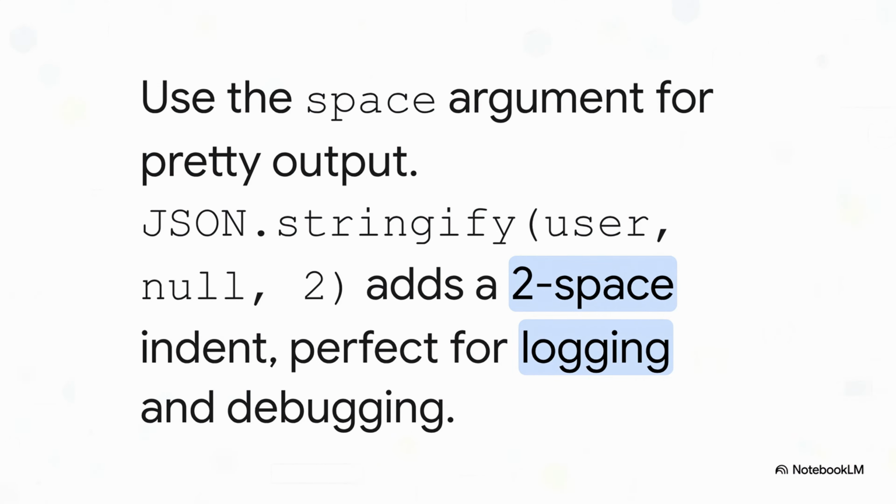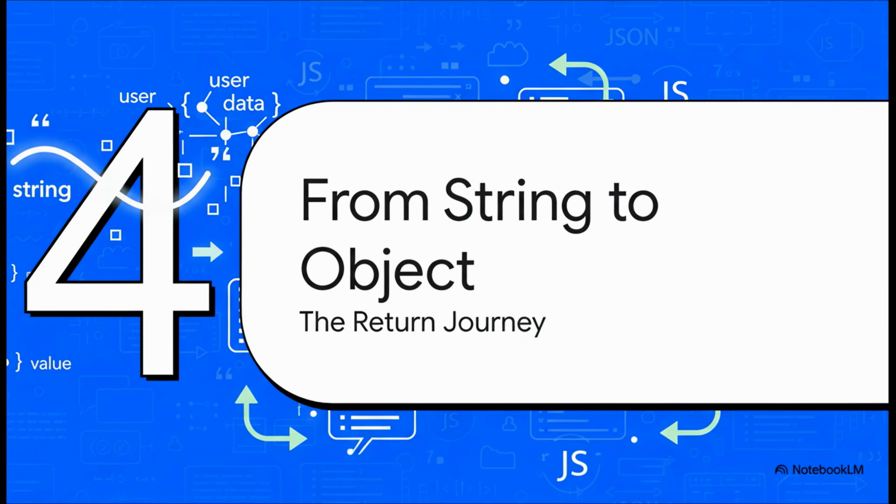Easy. Oh, and here's a quick pro tip for you, a real quality of life improvement. The third argument to stringify is called space. If you just pass it a number, like 2, it'll automatically pretty-print your JSON output with 2 spaces of indentation. Trust me, when you're looking at logs or debugging, this makes your JSON a million times more readable. It's a lifesaver.